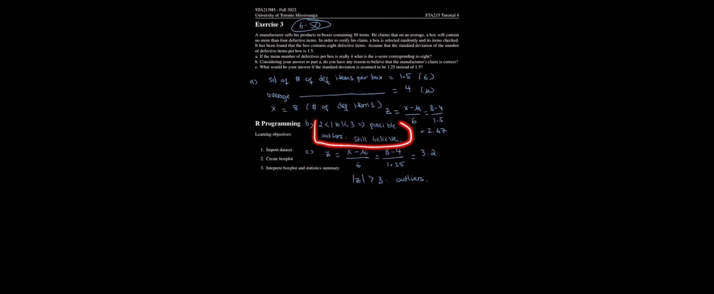So for part B, we can still believe the manufacturer's claim because the z-score is between 2 and 3. So it is a possible outlier, which means the chance that it happens is low, but not as low as when the absolute value of z is greater than 3. Does it make sense?